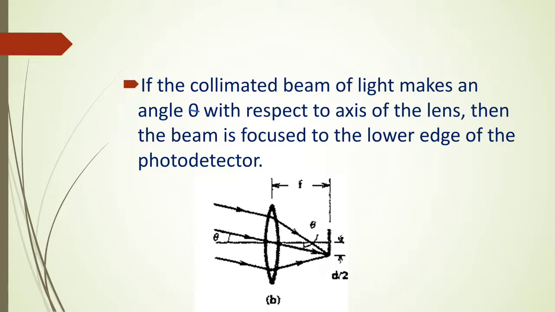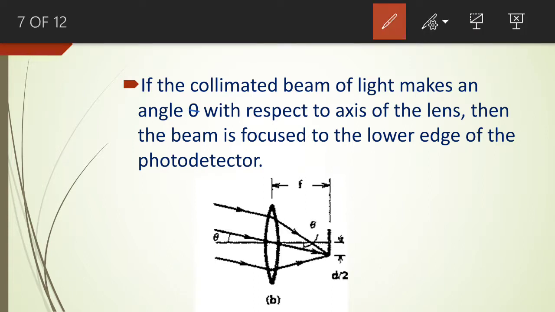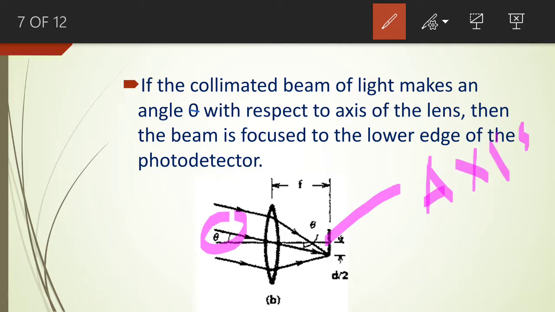If the collimated beam of light makes an angle theta with respect to the axis of the spherical lens, then the beam is focused to the lower edge of the photodetector. Because of this angle, the collimated beam of light is focused to the lower edge of the photodetector.